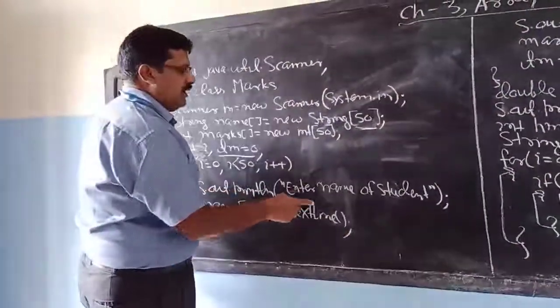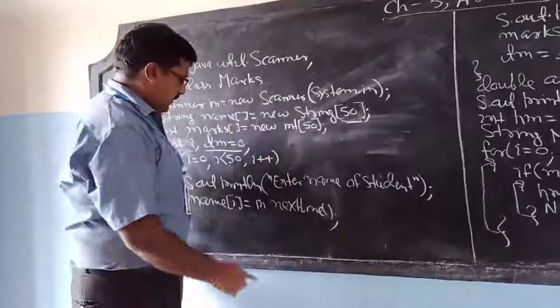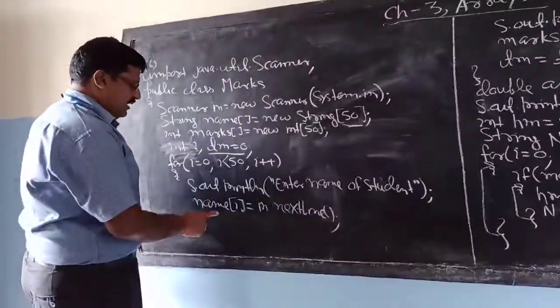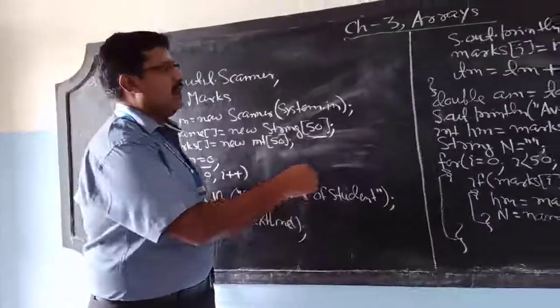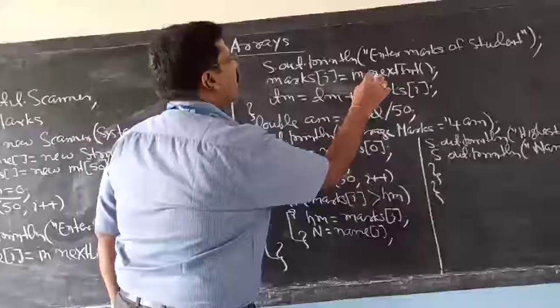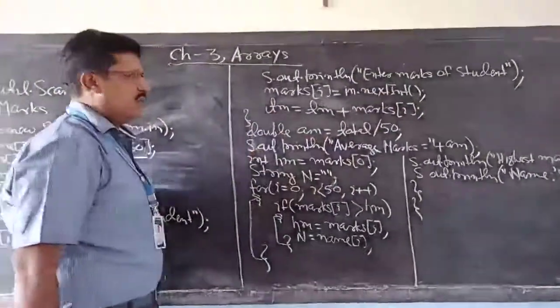Again it will ask you to enter the name of the second student. So the name of the second student will be stored at the name[1] place. Again enter the marks of the student. The marks[1] = in.nextInt(), the second student's marks are entered.